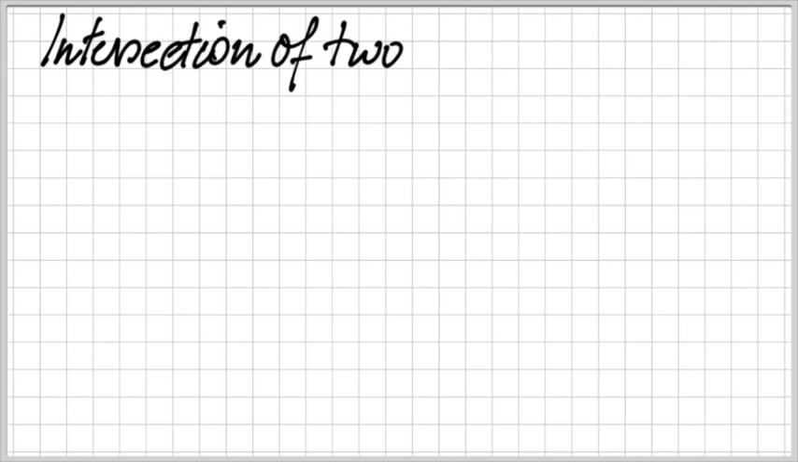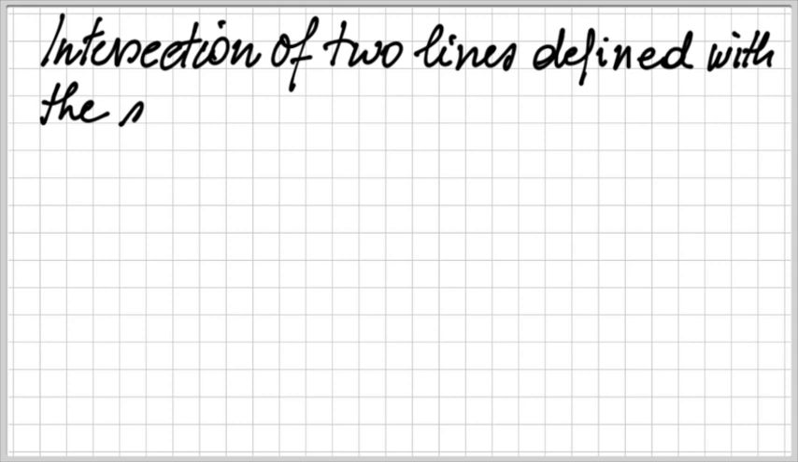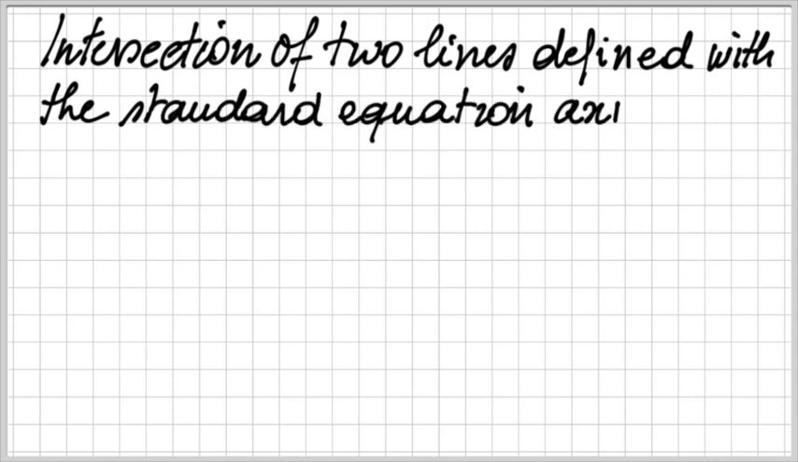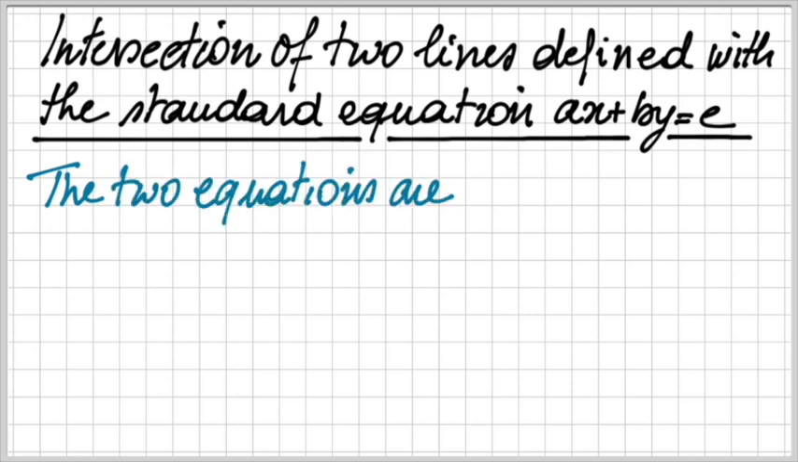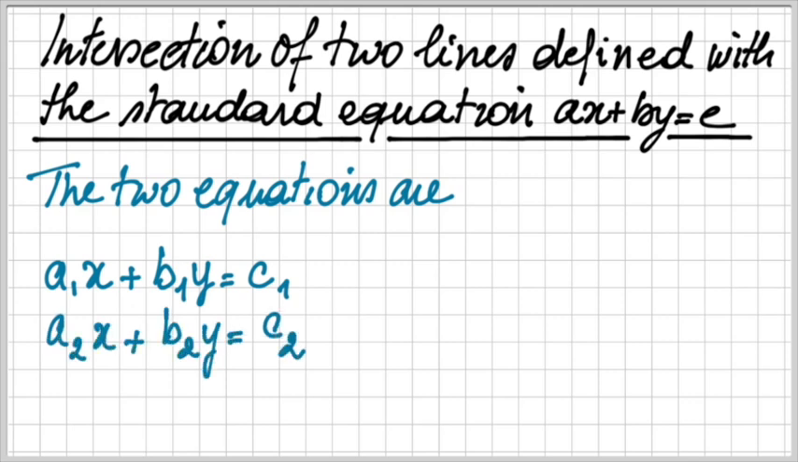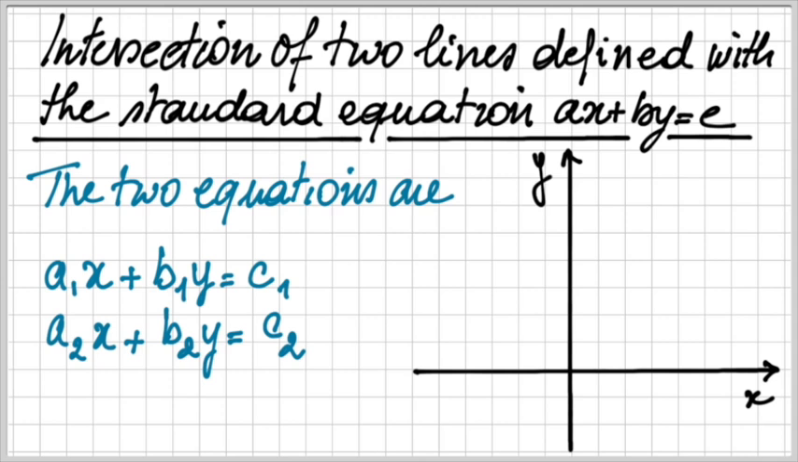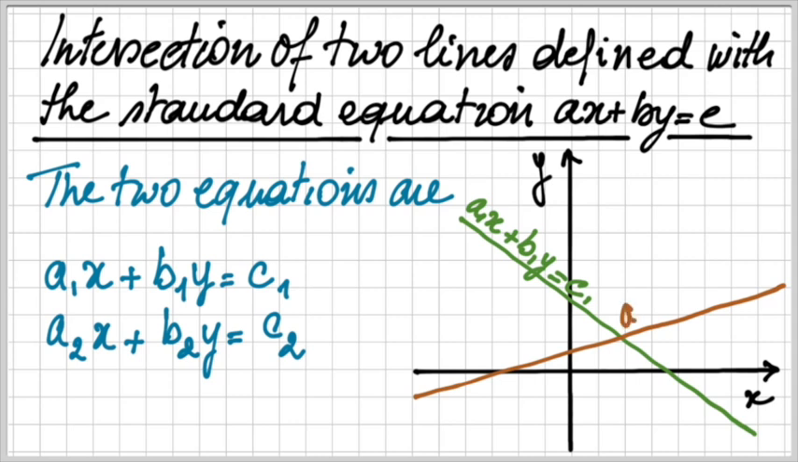So let's have a look at what we are going to do in this video. We're going to find the intersection of two lines when the equation has been written in the standard form ax plus by is equal to c. The thing that we have to understand is that two equations, a1x plus b1y is equal to c1 and a2x plus b2y is equal to c2, have an intersection point when some conditions are followed.